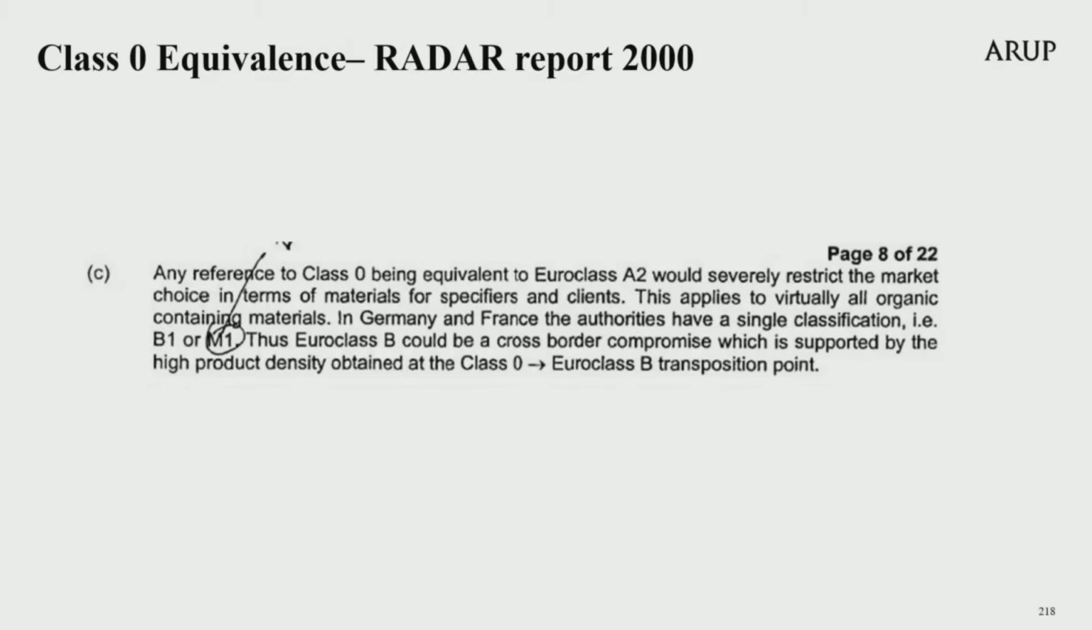This applies to virtually all organic containing materials. In Germany and France, the authorities have a single classification. Thus, Euro Class B could be a cross-border compromise, which is supported by the high product density obtained at the Class 0 Euro Class B transposition point.